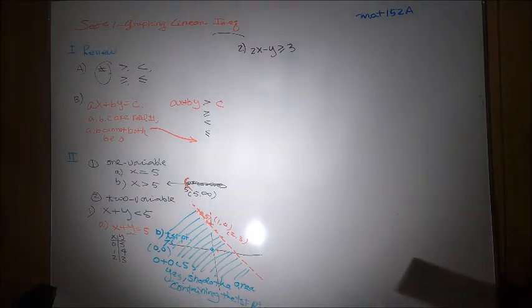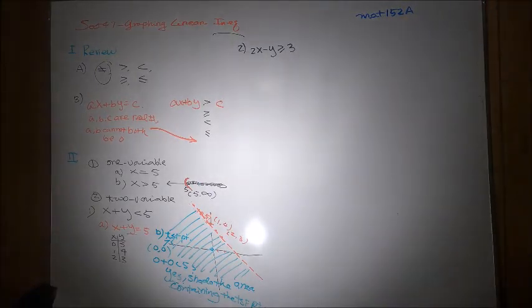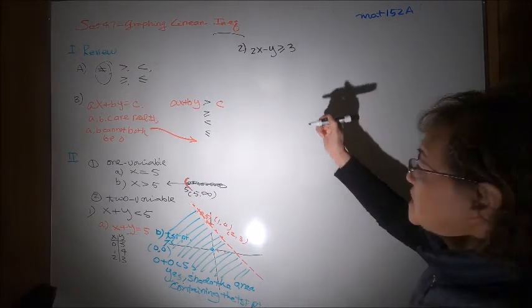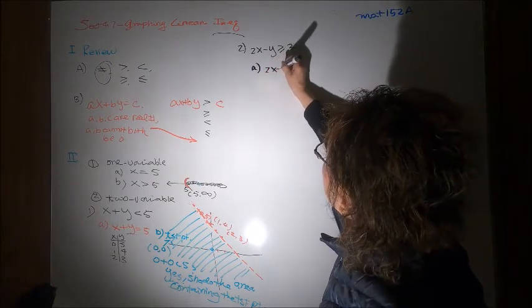So second one, greater than or equal to. So you have equal sign, then you will do the solid line. How should we start? Find the boundary, right? So the boundary would be what? Your equation.